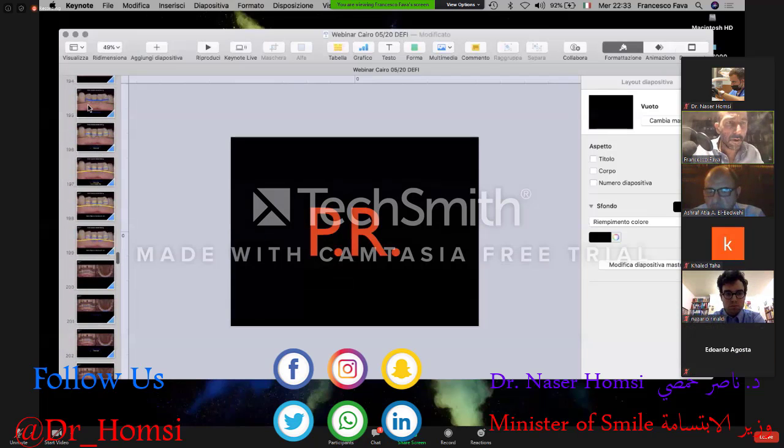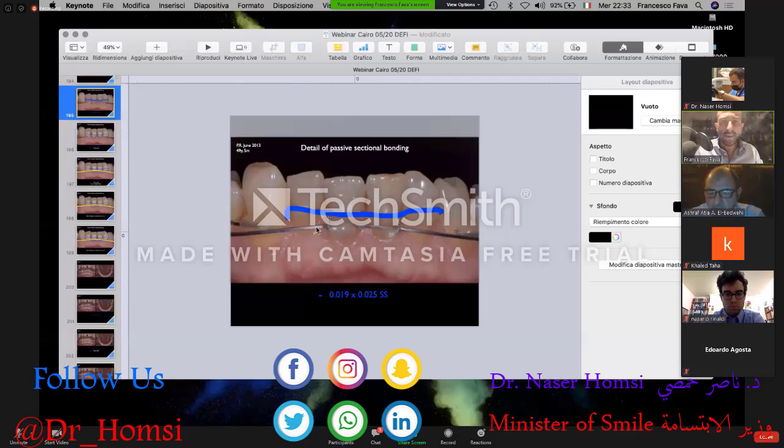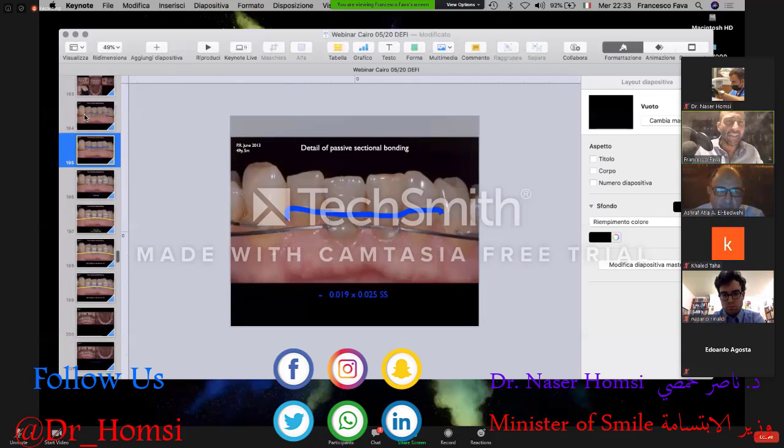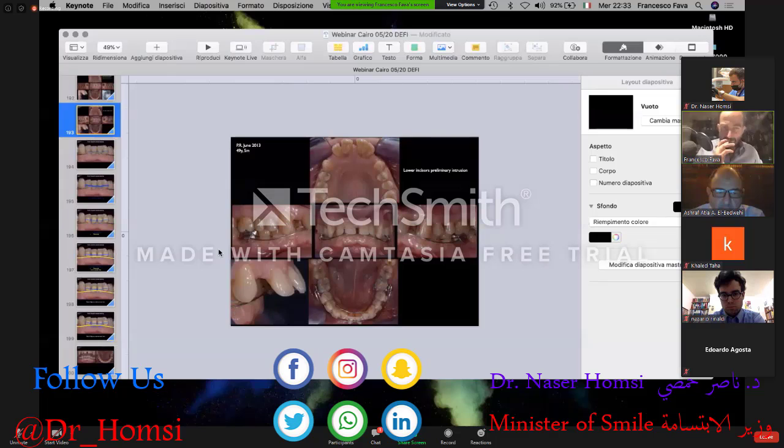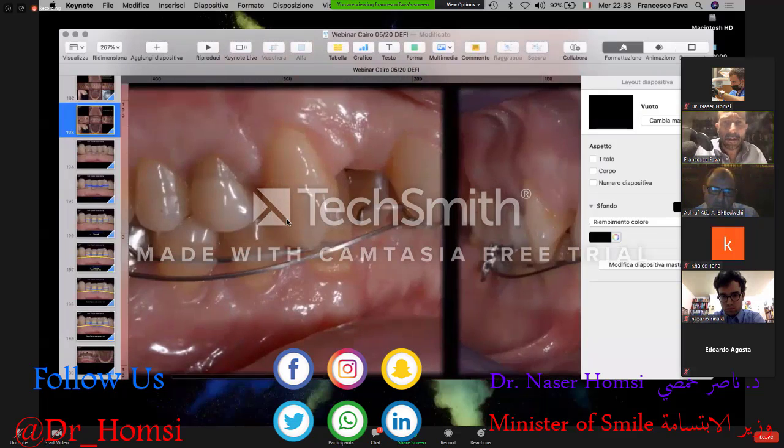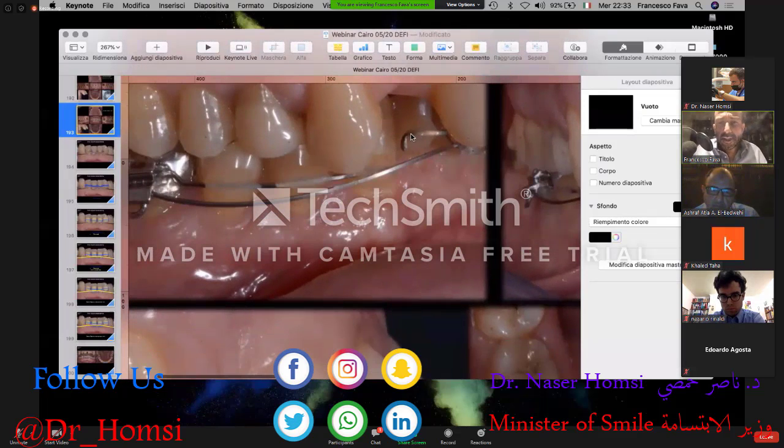I decided to bend here, to ligate here the intrusion arch, because the other option that I had in order to prevent any flaring of the lower incisors was to extend the segment distal to the lateral incisors and use not a single intrusion arch but two cantilevers for the intrusion.